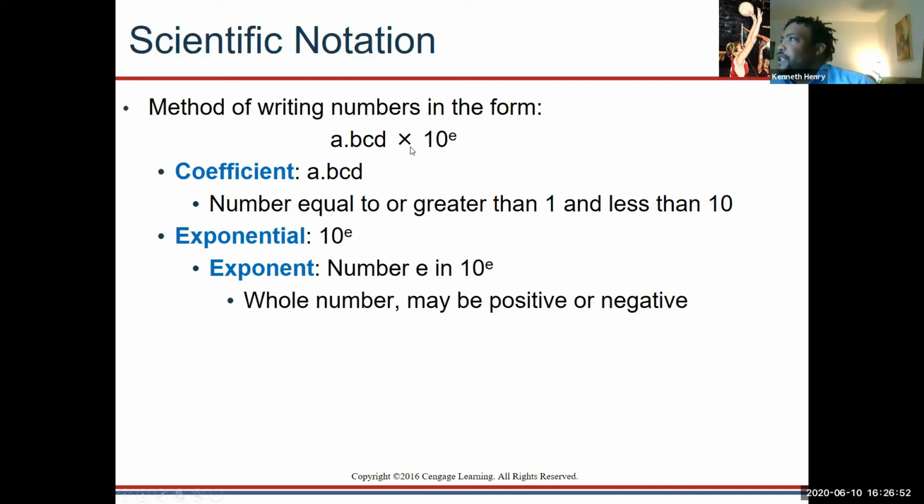Okay, can you guys see my screen? Yes. Okay, so we're going to start off with scientific notation.